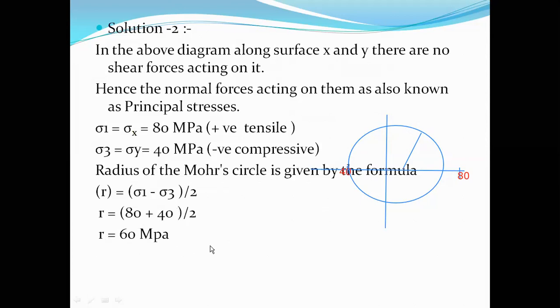Formula wise, the radius of the Mohr circle is sigma 1 minus sigma 3, divided by 2. Here, on the other side, we have the negative of it, so minus of minus is equal to plus. That's why you get 80 plus 40 equal to 120, by 2 is equal to 60. So this is how exactly it is. Okay, let's move on.